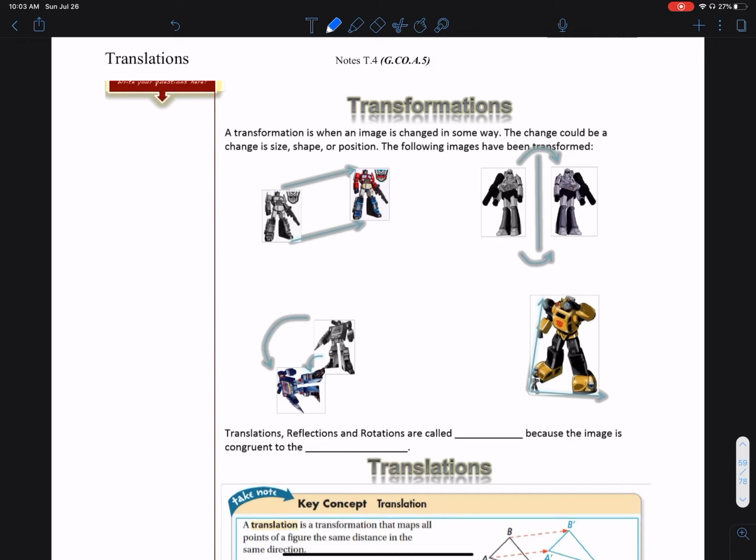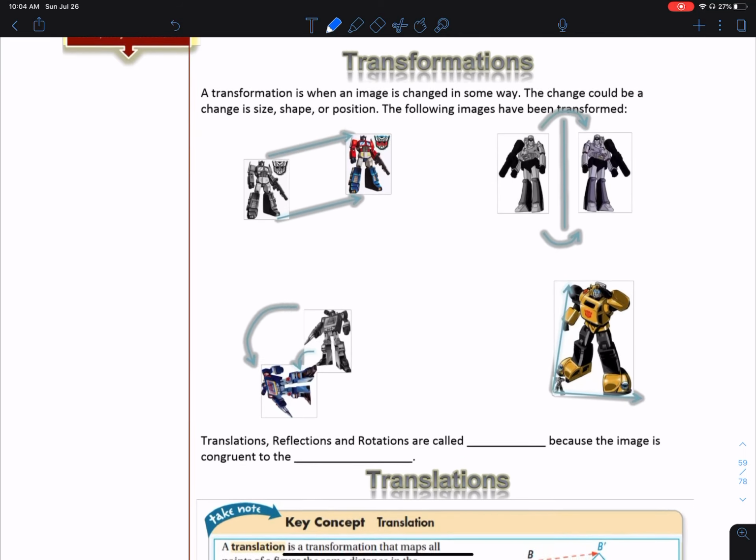Geometry Notes, Transformations, Section 4. We are going to be looking specifically at translations. But before we get into that, let's just review a little bit the different types of transformations.